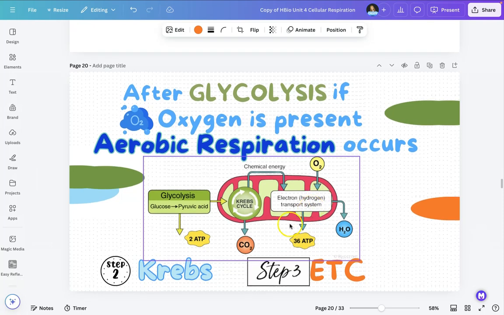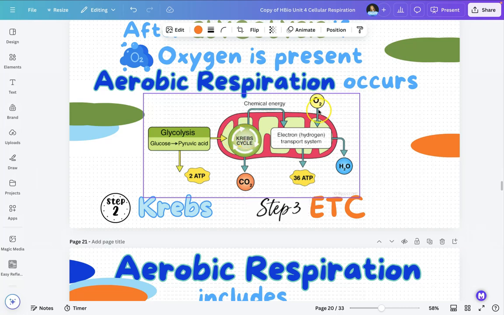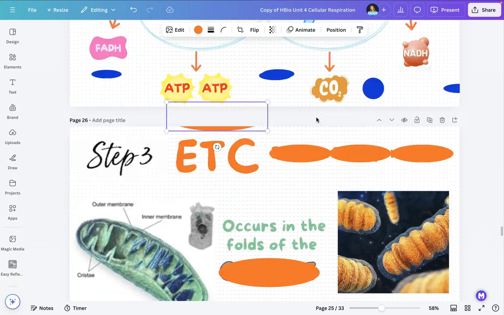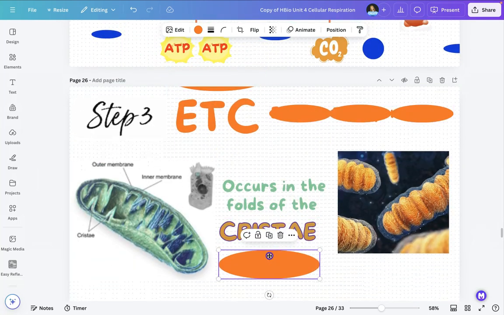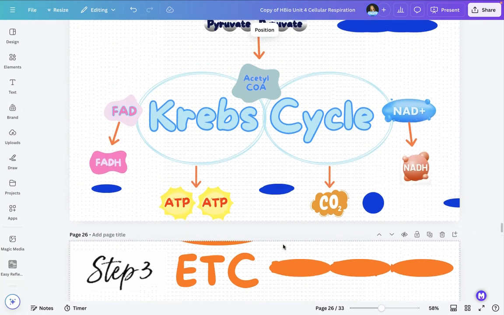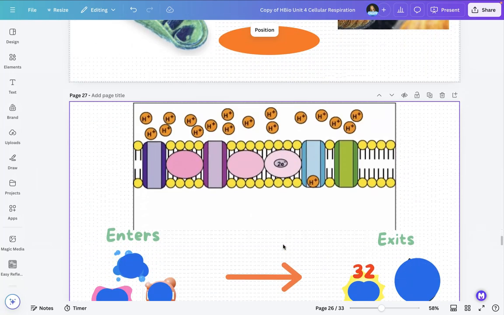So we are entering ETC. Now, even though oxygen had to be present for this to happen, this is where oxygen comes into play. It's going to occur in the folds of the mitochondria, which is called the cristae. So you've got Krebs, which happens in the matrix, and then you've got ETC, which happens in the cristae.